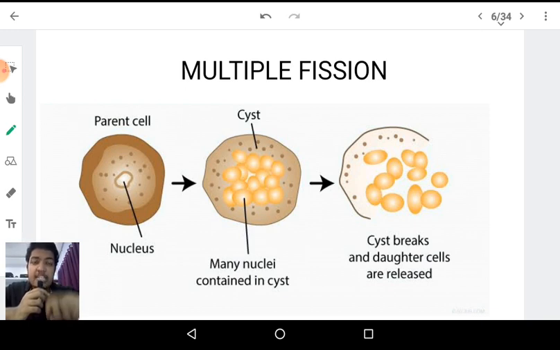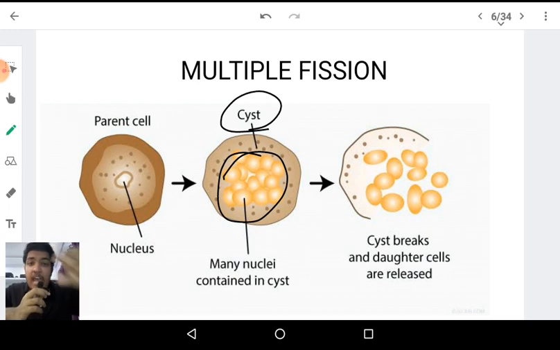Here the parent cell consists of the nucleus. This nucleus divides in number. It divides into a very large number of nuclei, and these nuclei are now enclosed inside a structure called a cyst. So a large number of nuclei are present inside a cyst or a cavity. And when the condition becomes favorable, this cyst is going to break out, and as a result the daughter cells are released into the surrounding medium. So this is what is happening in the case of multiple fission.